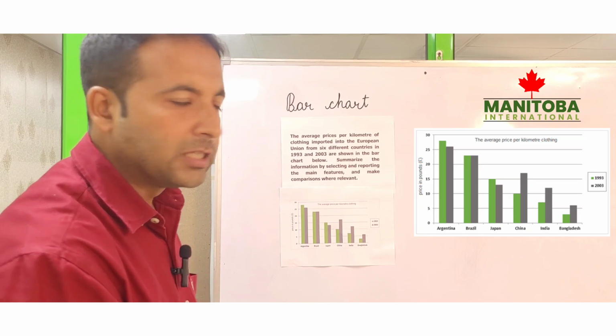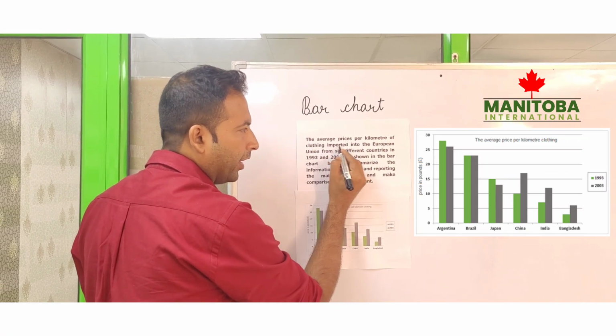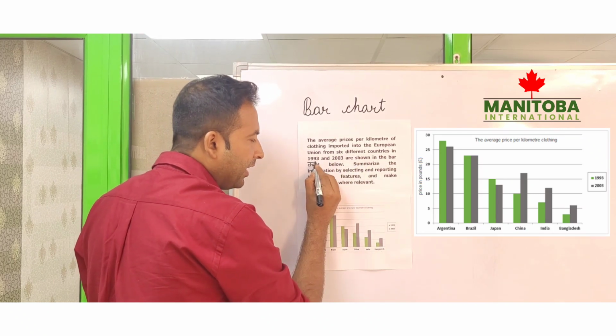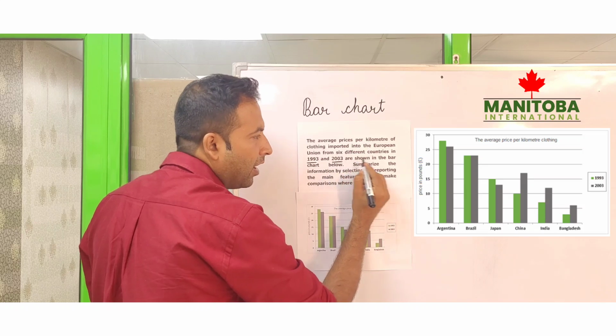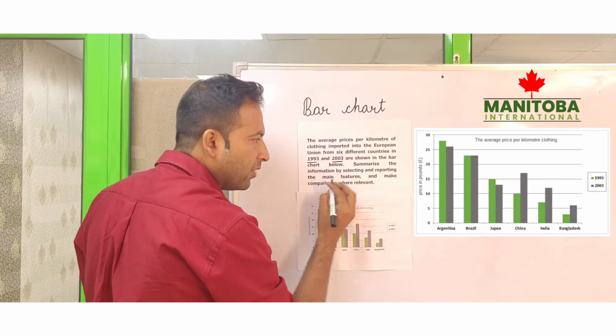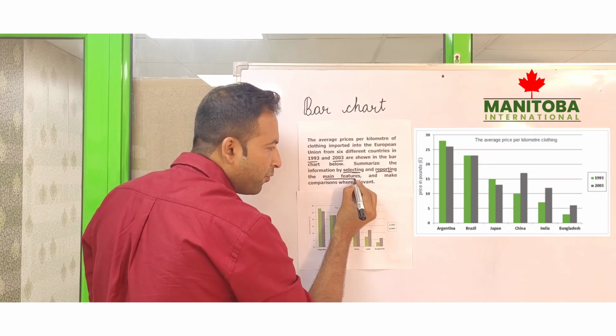Look at the statement please. First of all, average prices per kilometer of clothing imported into the European Union from 6 different countries in 1993 and 2003 are shown in the bar chart below. Now the question is, summarize the information by selecting and reporting the main features.